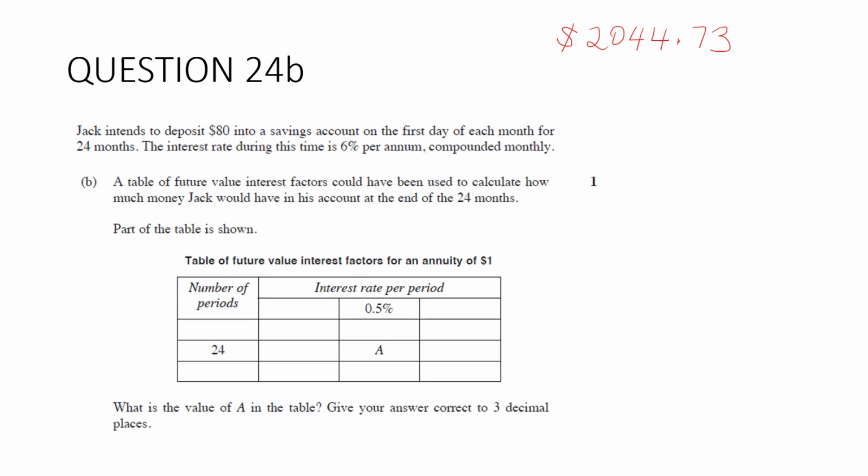B, a table of future value interest factors could have been used to calculate how much money Jack would have in his account at the end of the 24 months. Part of the table is shown. What is the value of A in the table? Give your answer correct to 3 decimal places.